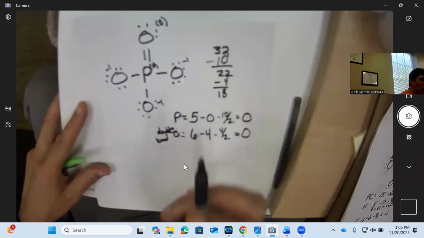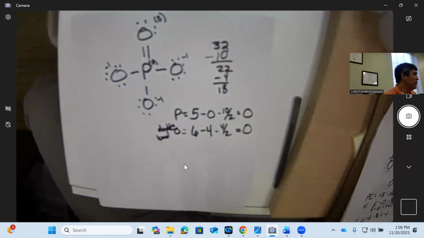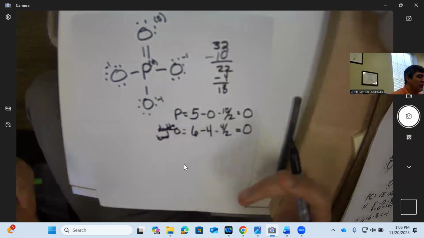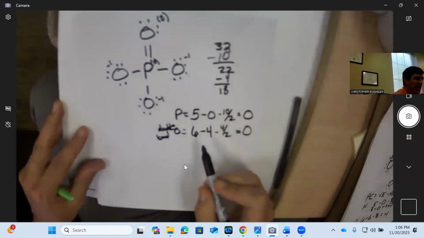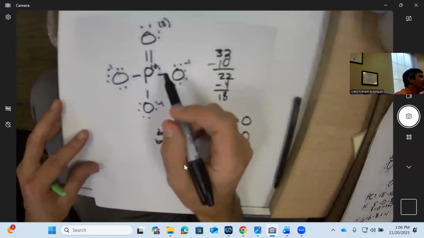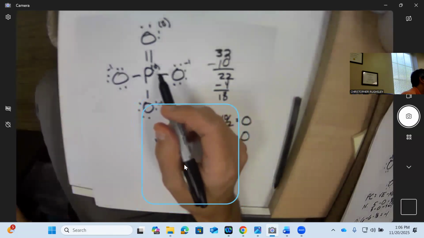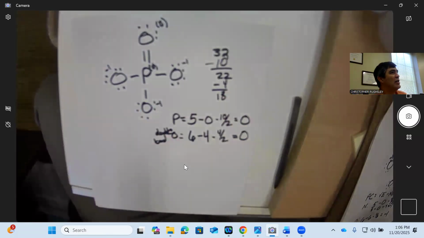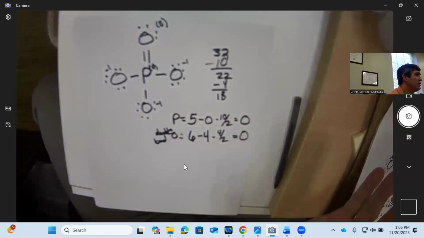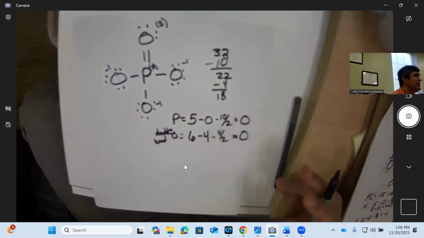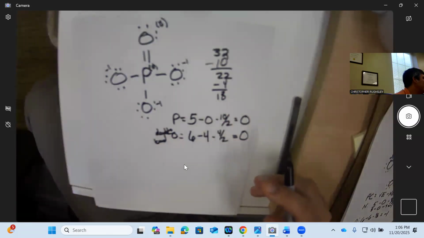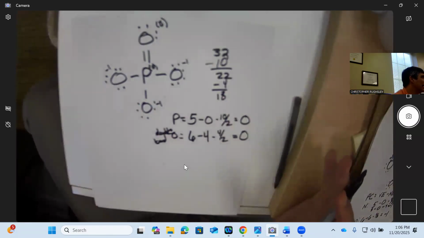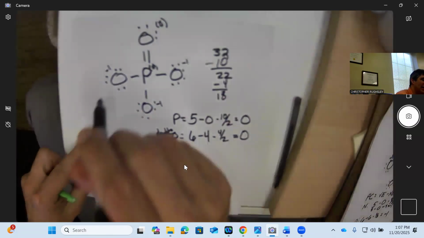Now, somebody might say, well, what if we did 5? Why don't we do 6? Well, the problem is then you're going to have phosphorus with a negative charge, and phosphorus has a lower electronegativity than oxygen. So who should get the electrons more often, oxygen or phosphorus? Oxygen. So phosphorus should not have a negative charge, and some of the oxygens have a 0 charge. That's not going to work. This is our best structure right here.